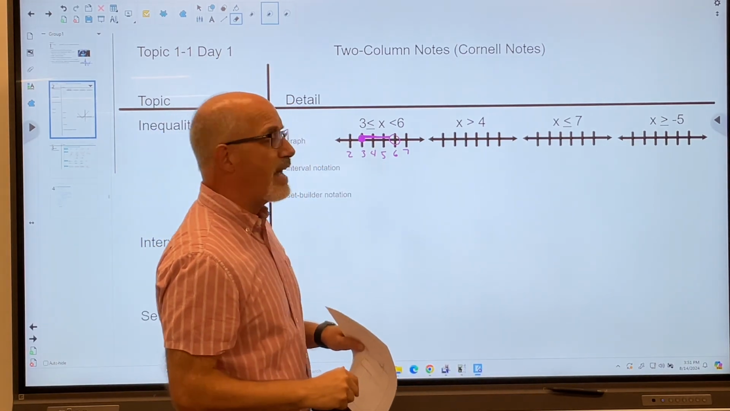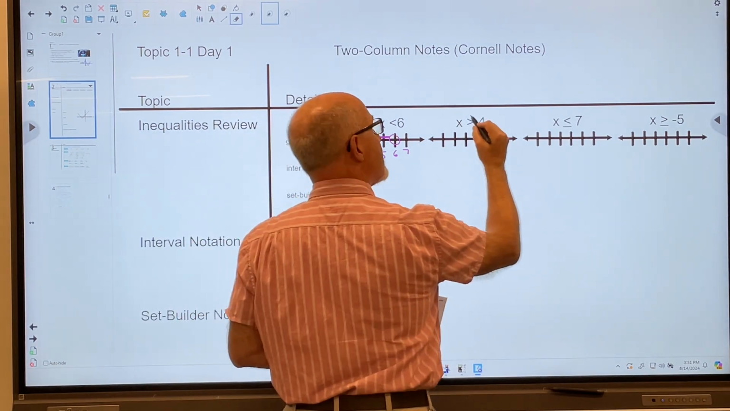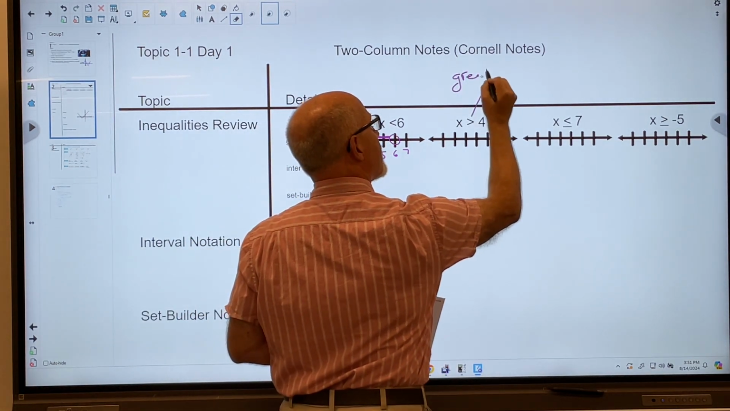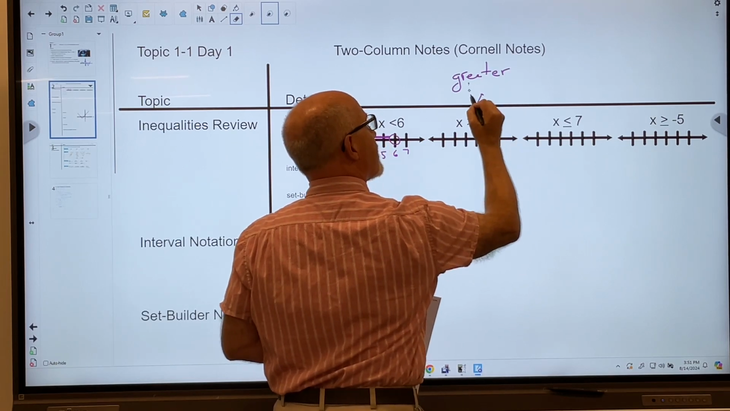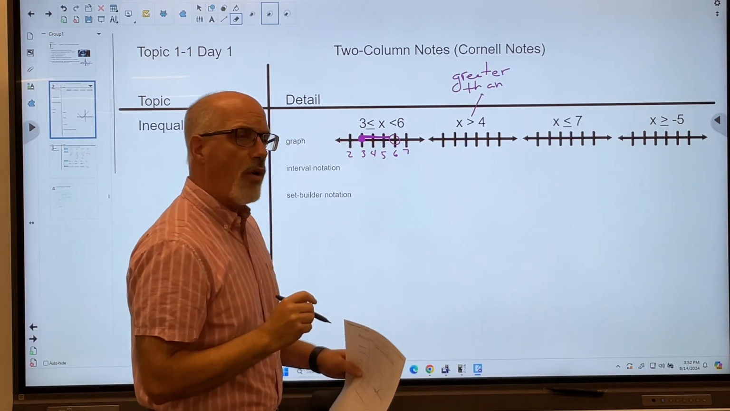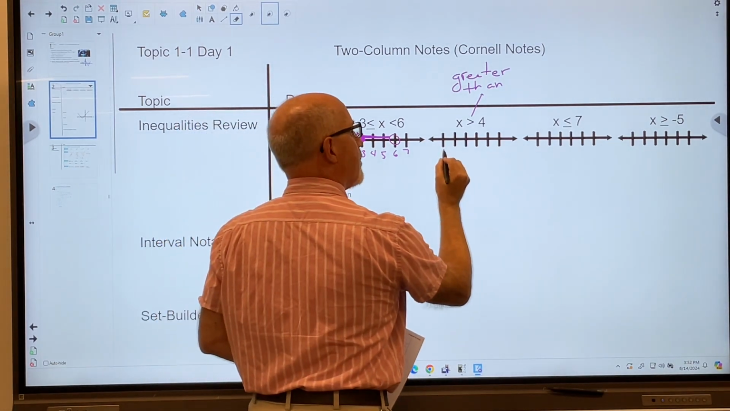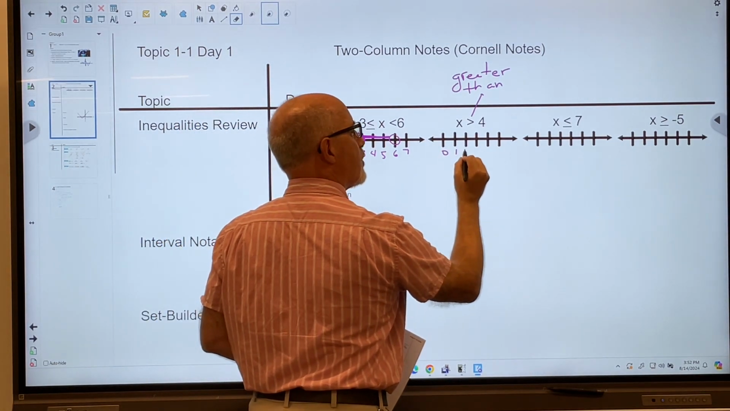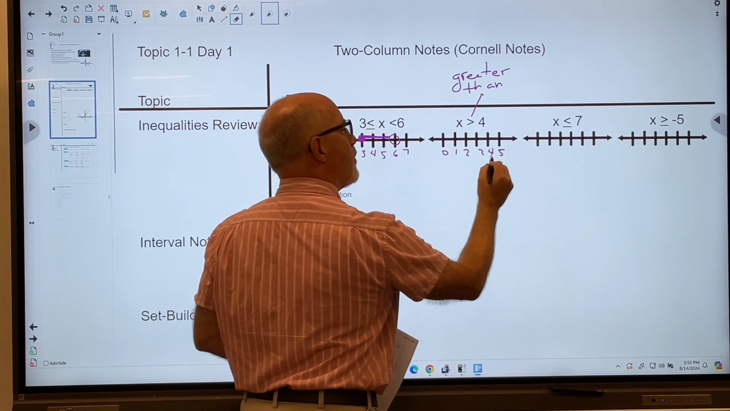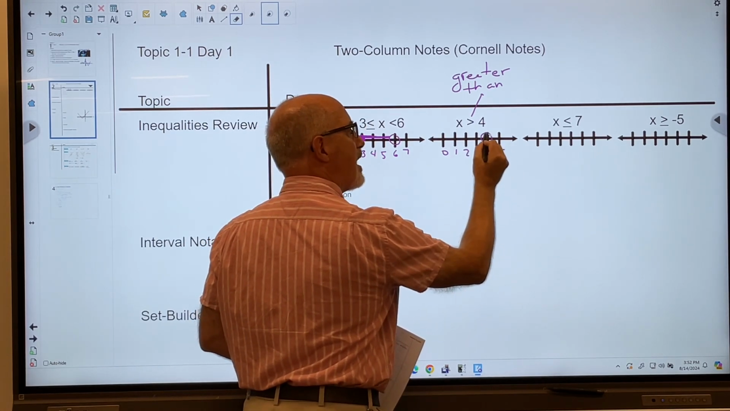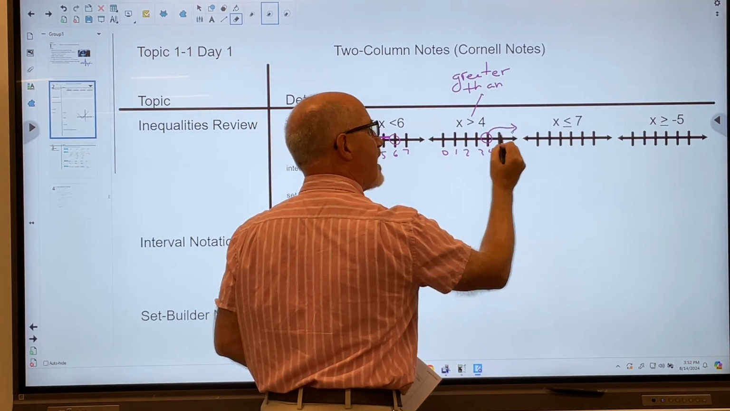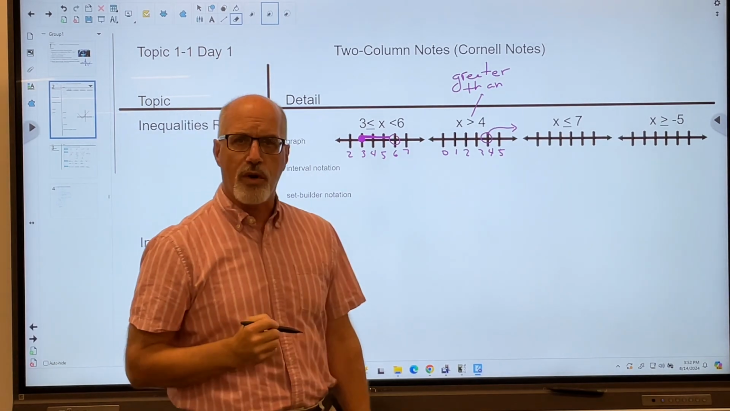Now, what if we only have x's greater than 4? So this symbol here, this is a greater than. So for that inequality, when we put in numbers, I'll start with 0 here, 0, 1, 2, 3, 4, and 5. So at 4, we're going to put an open dot because it doesn't include it, and then shade with an arrow saying it's every number greater than that 4.